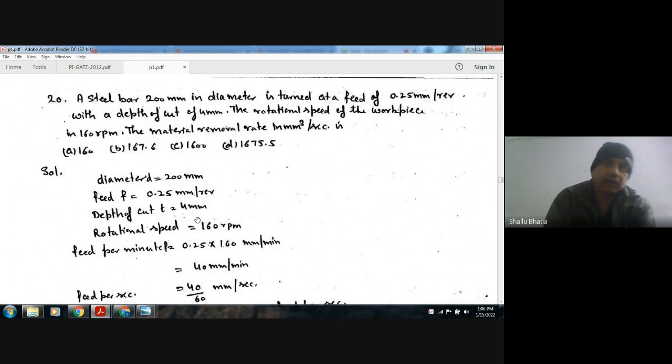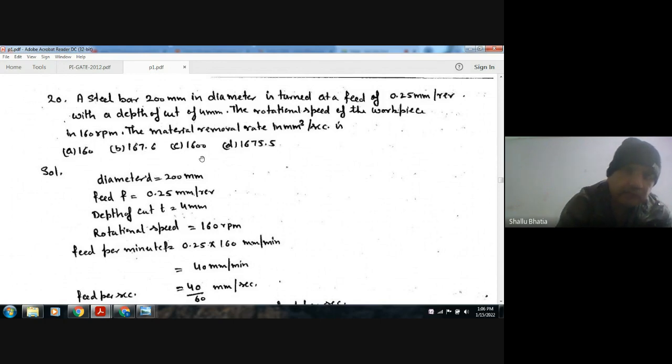Next, a steel bar 200 mm diameter is turned at a feed of 0.25 mm per revolution with a depth of cut of 4 mm. The rotational speed of the workpiece is 160 rpm. The metal removal rate in mm cube per second is? So here the diameter is 200 mm and feed is 0.25 mm per revolution. Depth of cut is 4 mm. Rotational speed is 160 rpm.